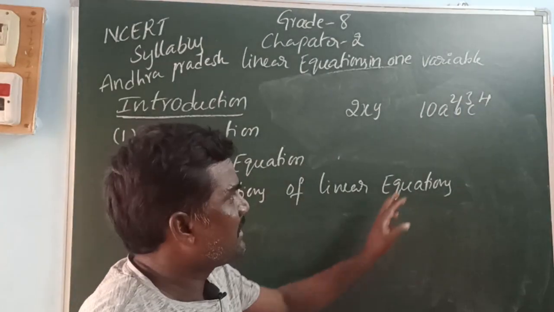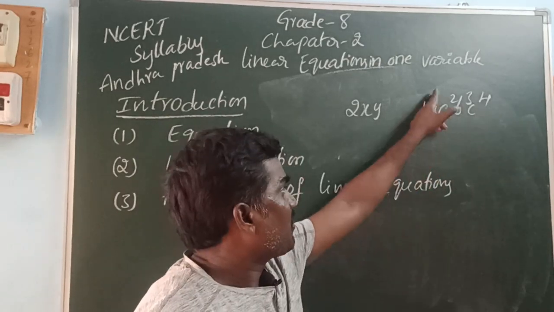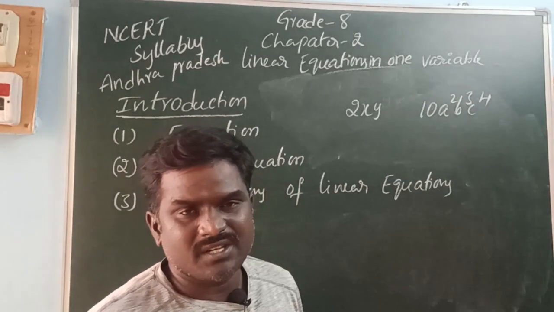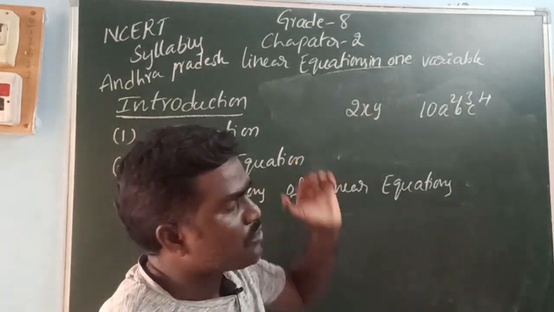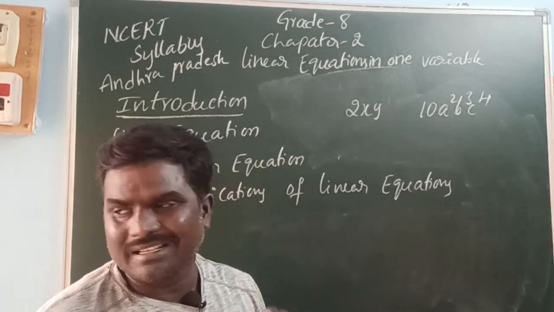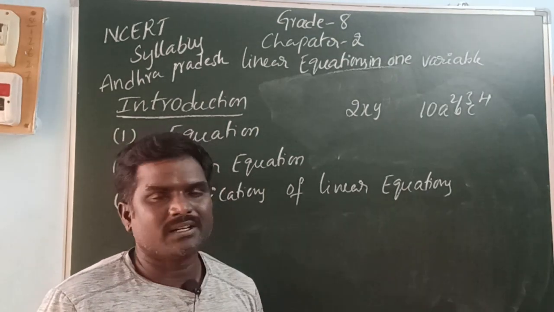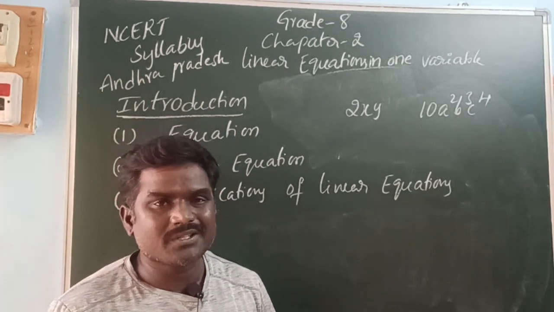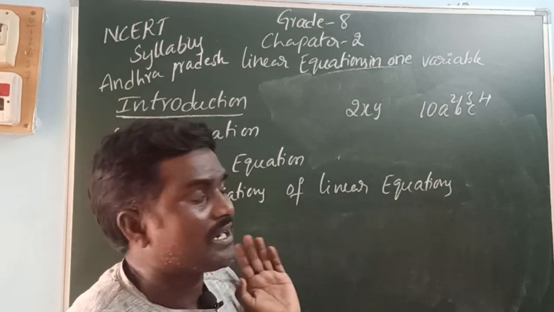Here, what are the variables? a, b, c. Constant is what here? 10. Okay. So, which binary operation here? Into. Okay. This is called what? Term. Okay. Degree means what? The powers of variables of a term. The powers of variables of a term is called degree.